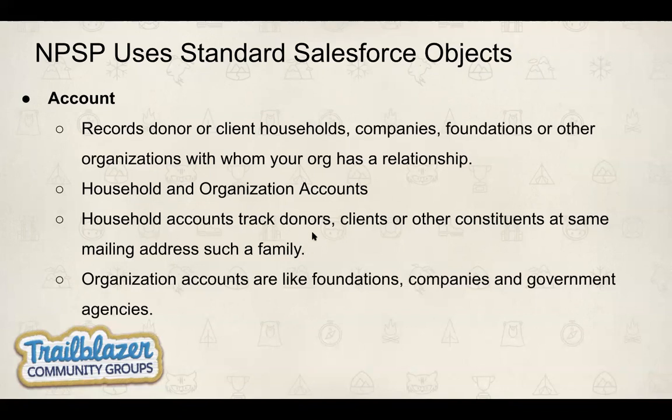Household accounts track donors, clients, and other constituents at the same mailing address, such as a family. And organization accounts are things like foundations, companies, and government agencies. So these two types of record types are already configured, right?